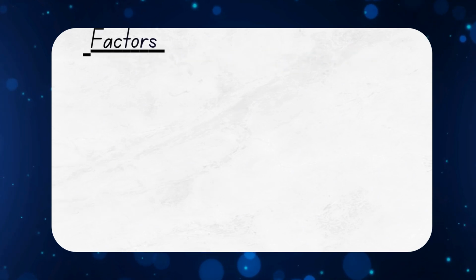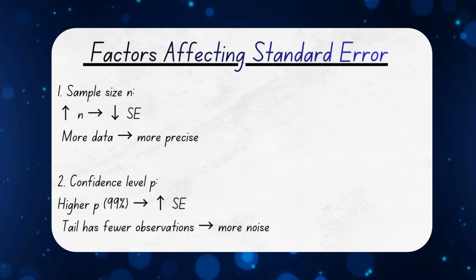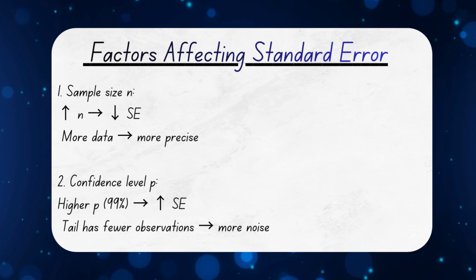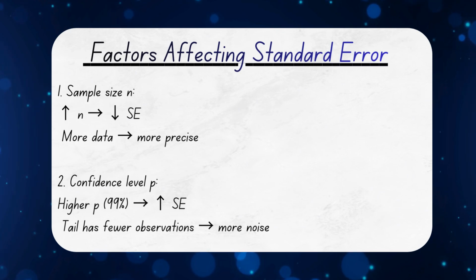There are a few very important relationships you should always remember. First, if the sample size increases, the standard error decreases because more data gives a more stable estimate. Second, if you move to higher confidence levels like 99% VaR, the standard error increases because tail events are rare and harder to estimate accurately.